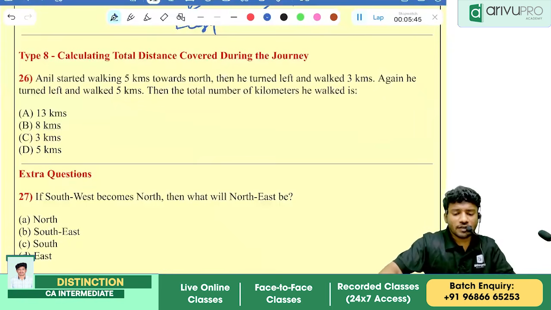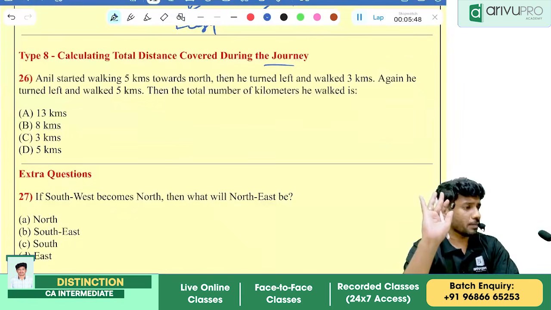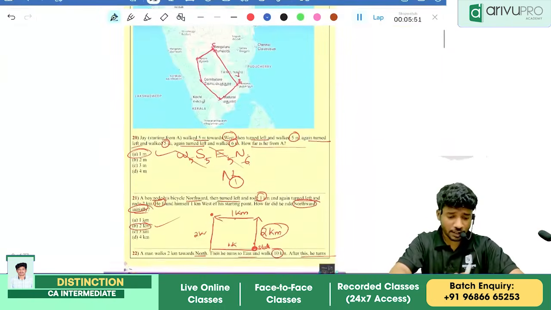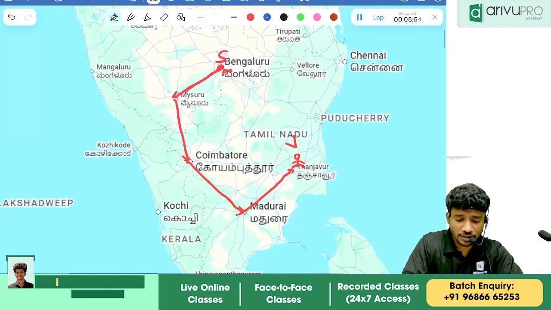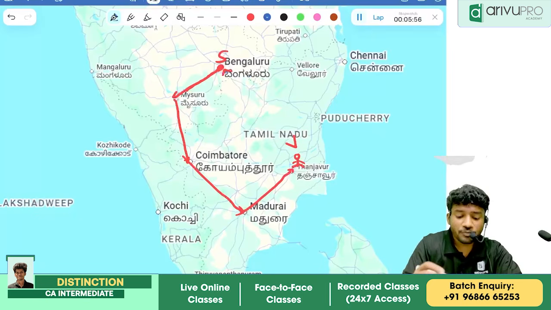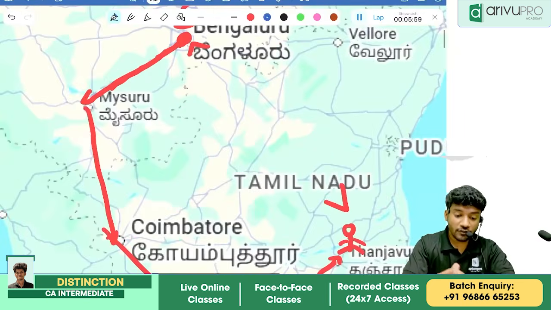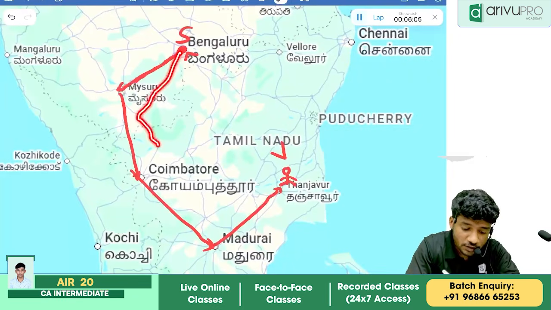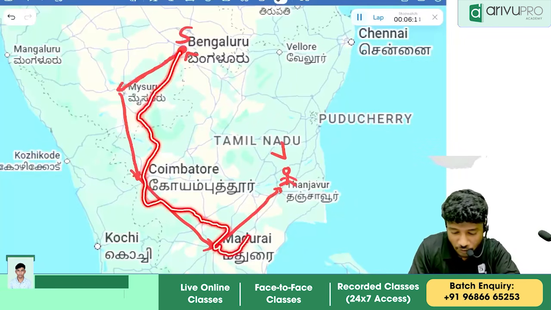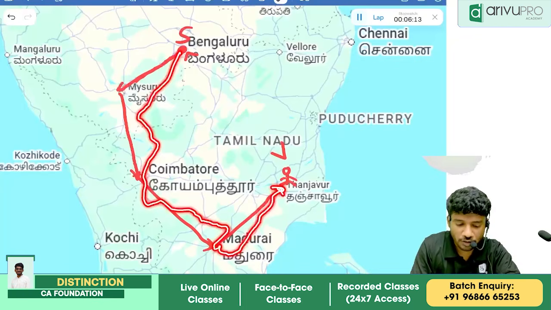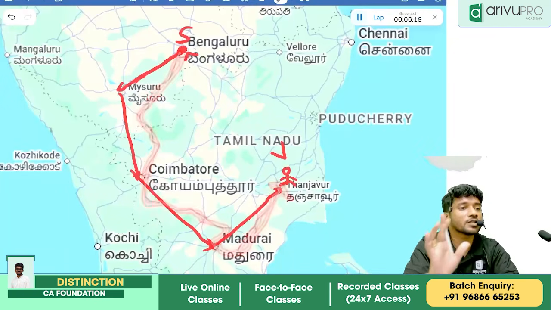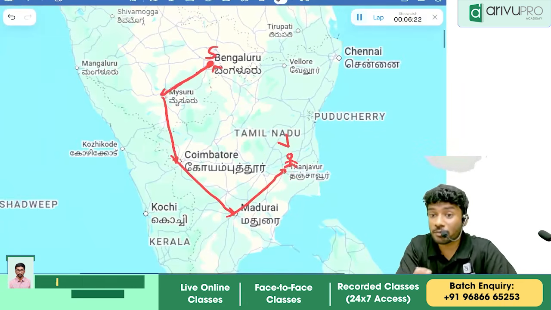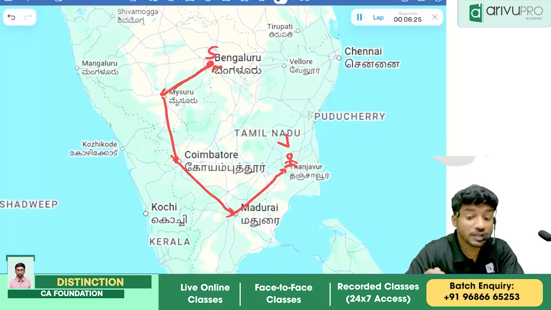Final one, people. Calculating total distance covered during the journey. It is just like Google Map. Now we went to Coimbatore some time back. We know the shortest distance is the straight line from here to here. But we need to find the correct distance. From here I started, I am coming this way, and all the distance I should calculate. This way I came. I came to Madurai. Then I came this way, and I went to Tanjavur. So the total distance, whatever kilometer is showing in the Google map or in the car, is the total distance covered.